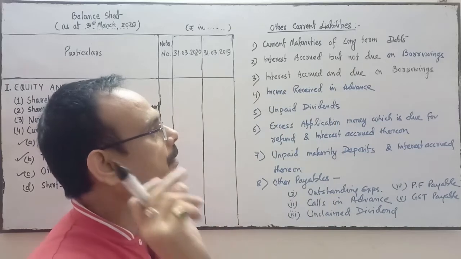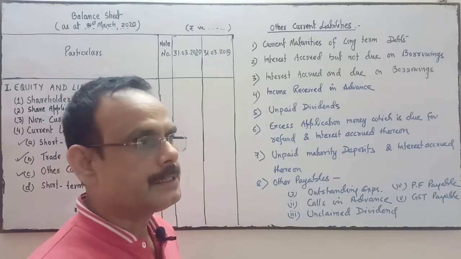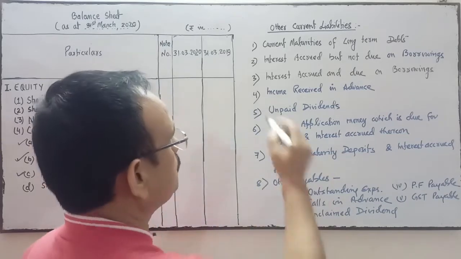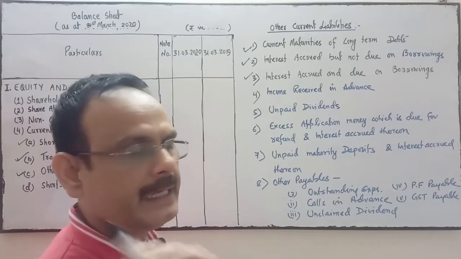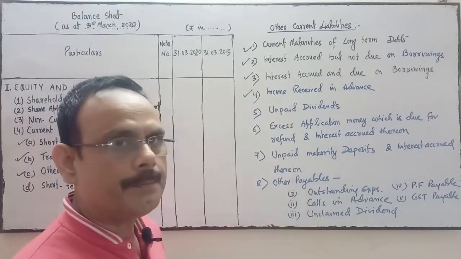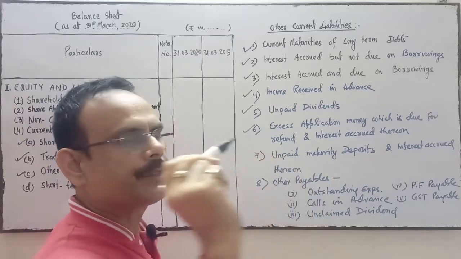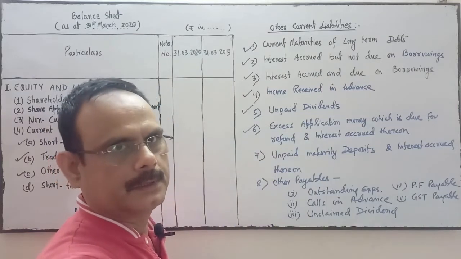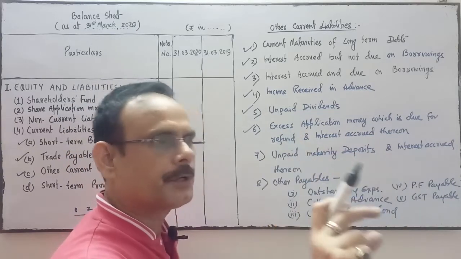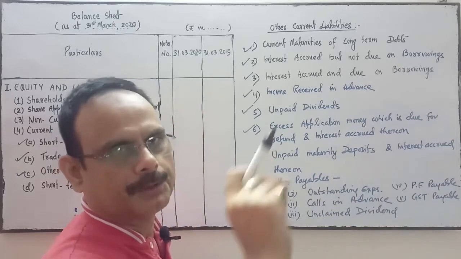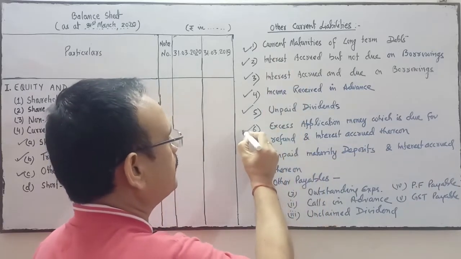Interest accrued but not due on borrowings. Similarly, interest accrued and due, this also comes on borrowing under the current liability. Income received in advance. Unpaid dividend, dividend which was not paid by the company. Excess application money which is due for refund. This is in the case of oversubscription, when the applicant has applied for more shares and the company has allotted fewer shares. So the excess application money which is due for refund comes under the other current liabilities.